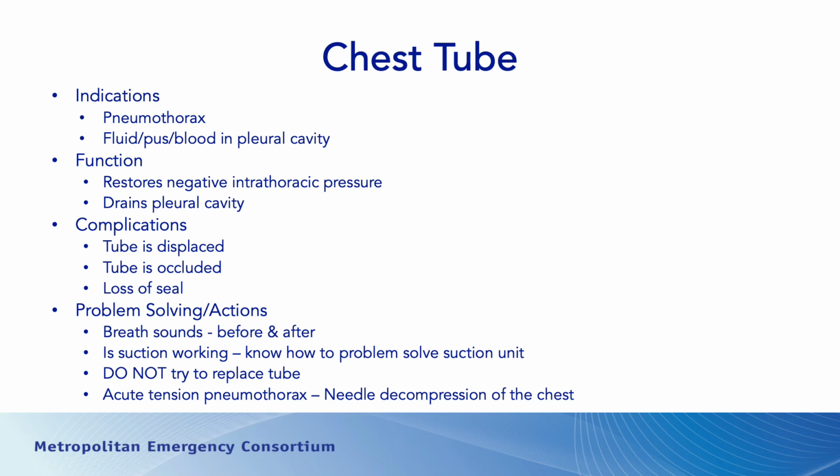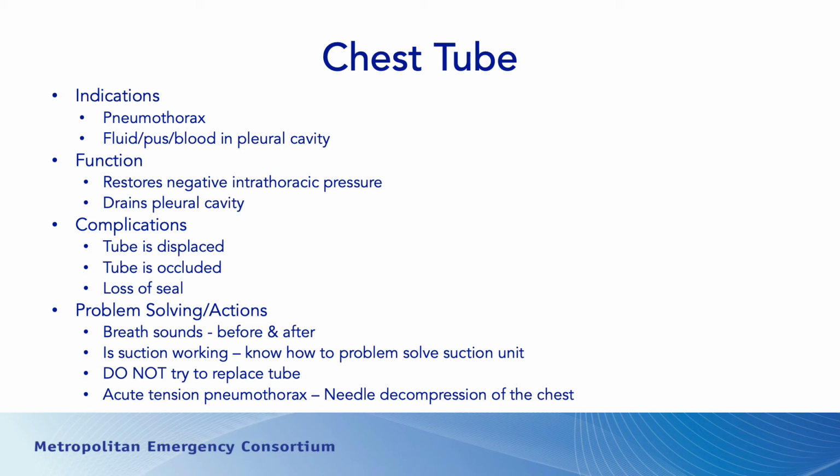So we use chest tubes because there's a pneumothorax, whether it's a simple or a tension, or because there's fluid or pus or blood in the pleural cavity and we need to drain it out. These devices restore negative intrathoracic pressure, or they drain the pleural cavity.